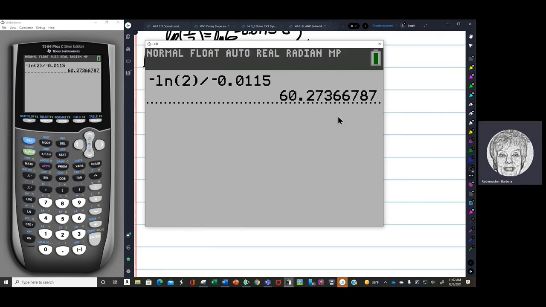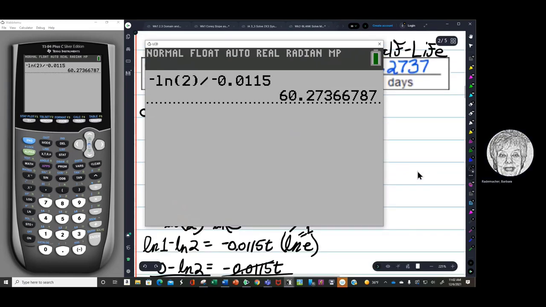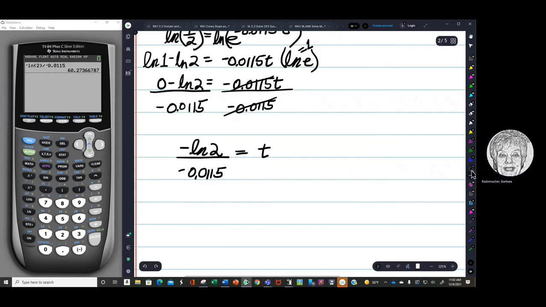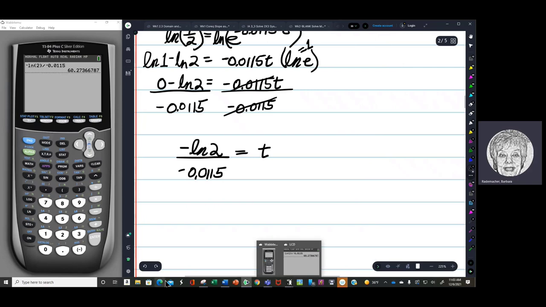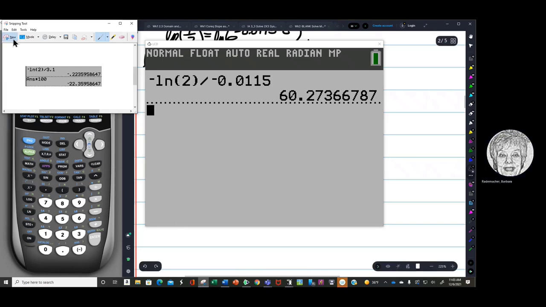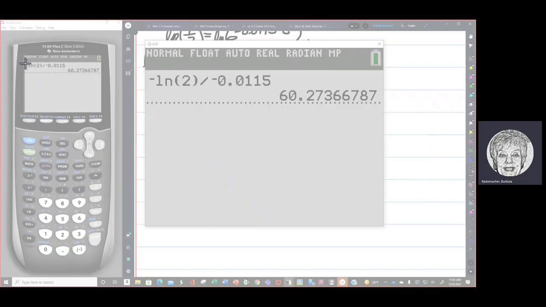I have this answer. They're asking for 4 decimal places for the entire table, I believe. Yes, they are. Okay, there's our answer, and here's what I put in the calculator.